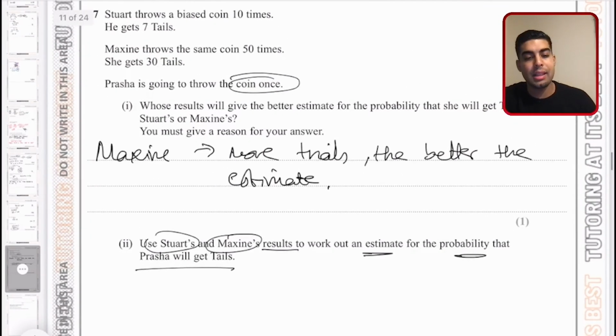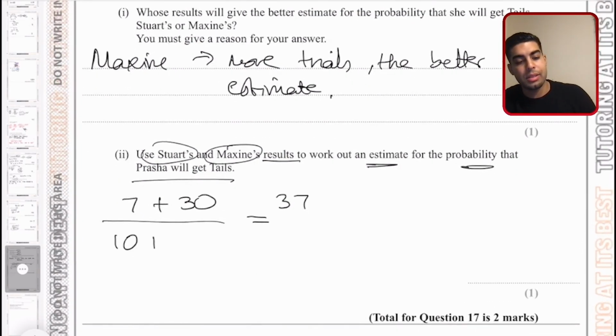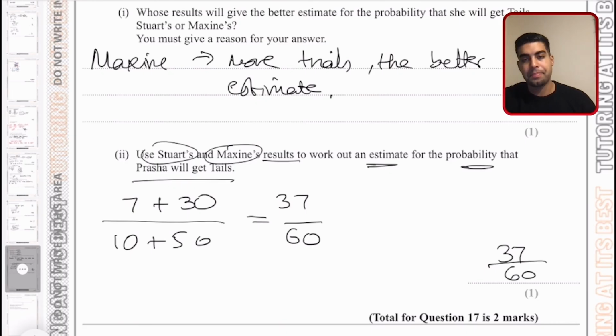So again, we can see that Stuart has thrown the biased coin 10 times and gets 7 tails. And Maxine has got 30 tails. So we add that together which gives us 37. And we see how many times that they had both thrown it. We know Stuart threw the coin 10 times and Maxine threw it 50 times. So we'll do 10 plus 50, which gives us 60. So the probability that Prasha will get tails is now 37 out of 60.